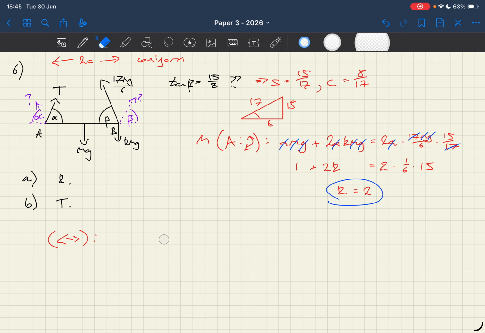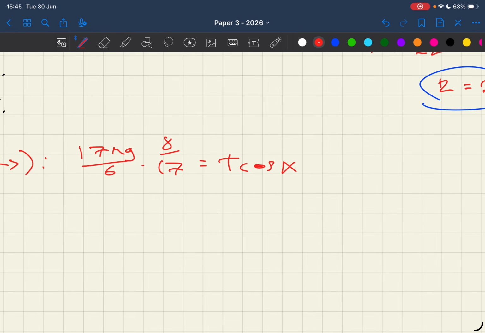Oh, yeah, ignore me. It's going to be slightly different. That was for B. So it's going to be 17 mg on 6 times the cos, 8 on 17. And then we don't know for T, do we? So it's going to be T cos alpha. Let's simplify this a little bit on the left first before we move on. 17s will go. 8 on 6 is 4 on 3. So we've got 4 on 3 is equal to T cos alpha.